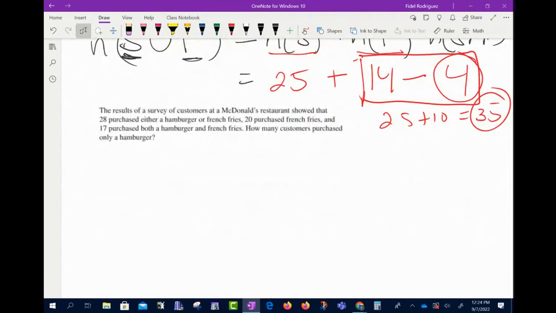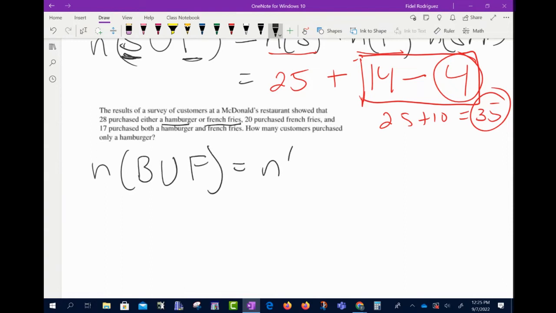All right, I'm going to do the same thing here. It says, the results of a survey of customers at McDonald's restaurant showed that 28 purchased either a burger or fries, 20 people bought fries, 17 people bought both a hamburger and fries. How many people only bought a burger? I don't know. But we're going to see if we can't figure this thing out. So we're going to say, look, we're talking about people who bought either a burger or fries. So I'm going to go like this, burger or fries. And y'all, all I'm going to do is just kind of fill in the blanks, okay, using that little formula that we had before.